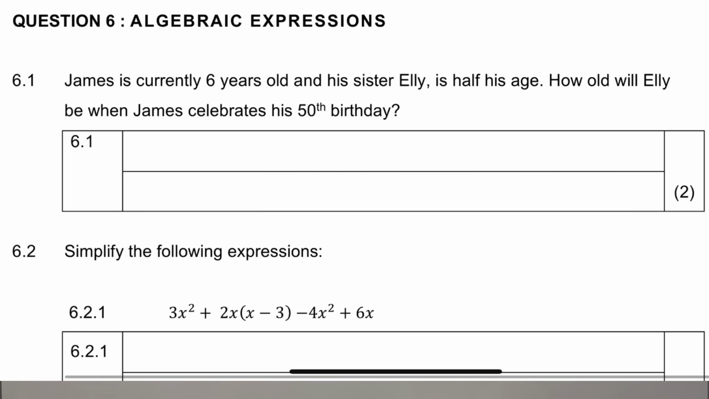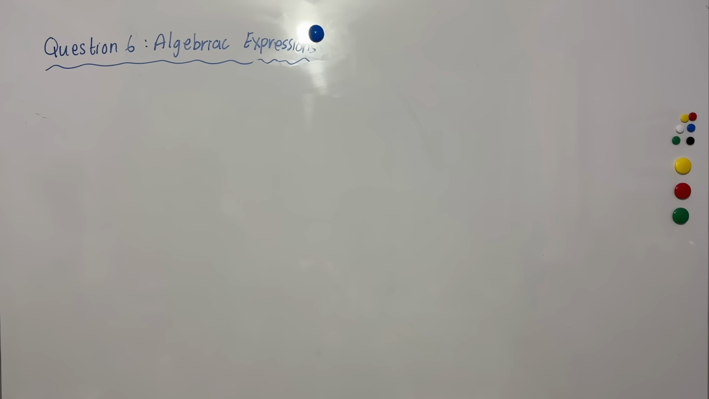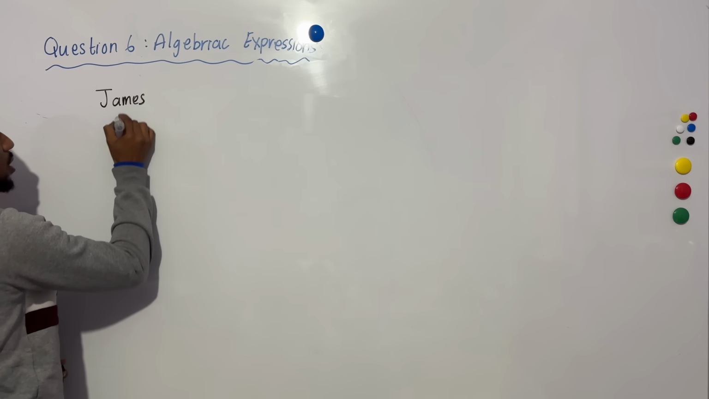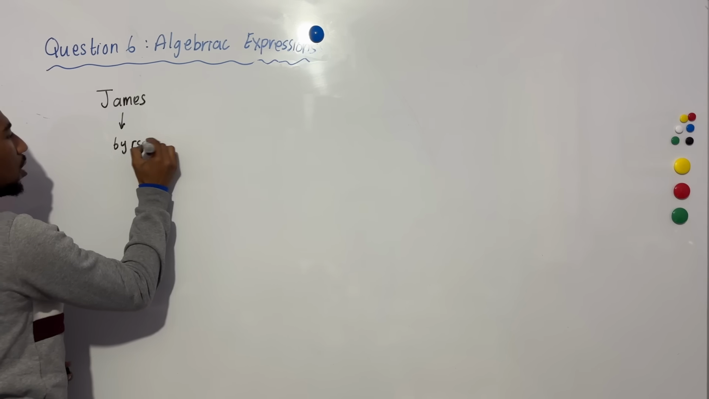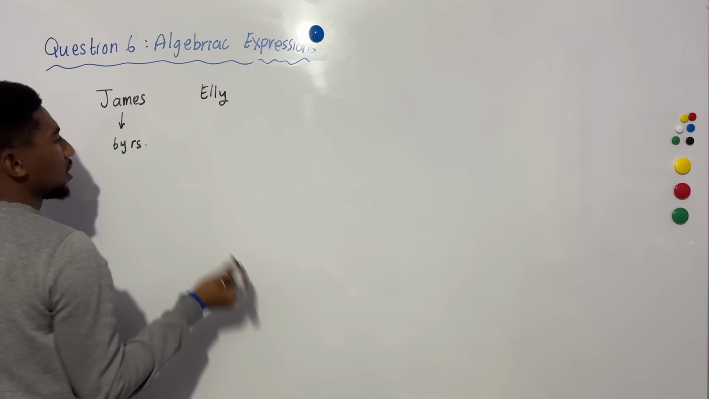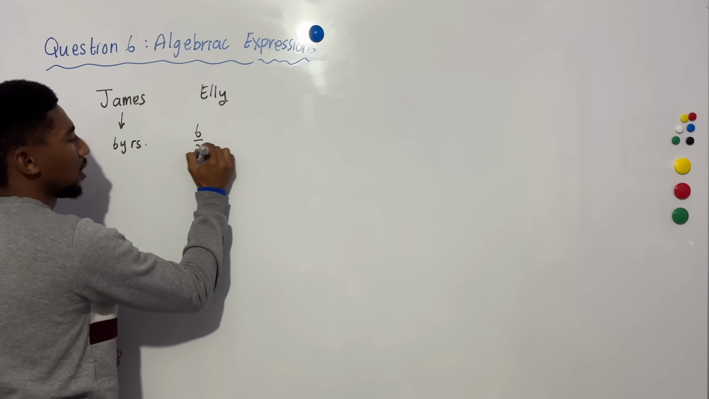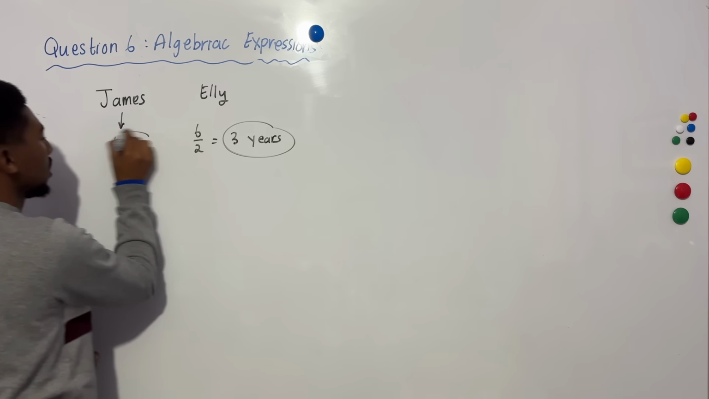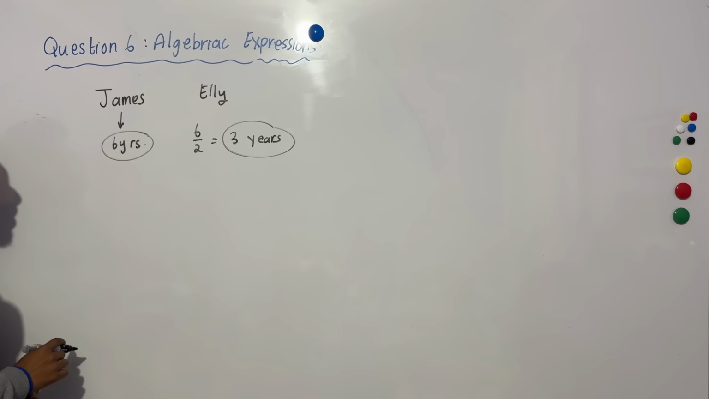Question 6, algebraic expressions. James is currently 6 years old and his sister Ellie is half his age. How old is Ellie? How old will Ellie be when James celebrates his 50th birthday? So James is currently 6. Let's write it down. James is now currently 6 years. We say that Ellie is half his age currently. So 6 divided by 2, that is 3 years. So currently Ellie is 3 years, James is 6 years.